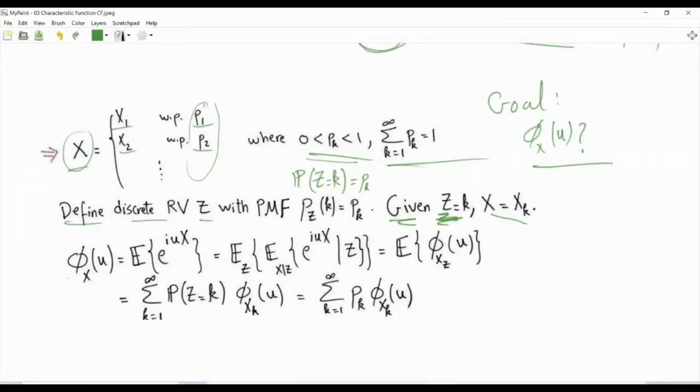Again, don't forget, what is the goal? The goal is: what is the characteristic function of this guy here? By definition, it is the expectation of e to the minus uX.